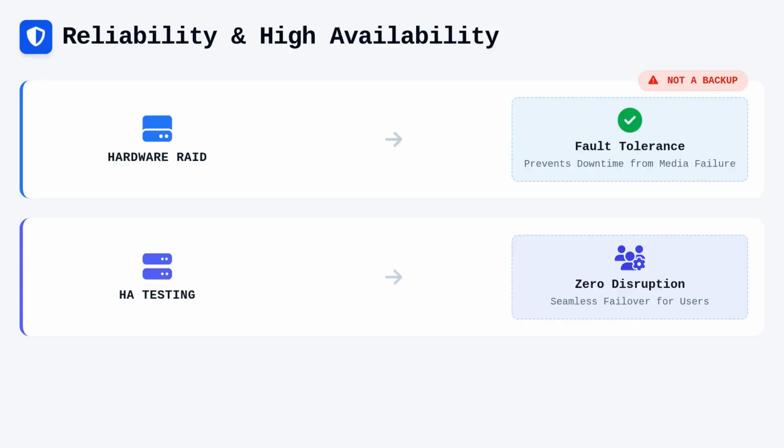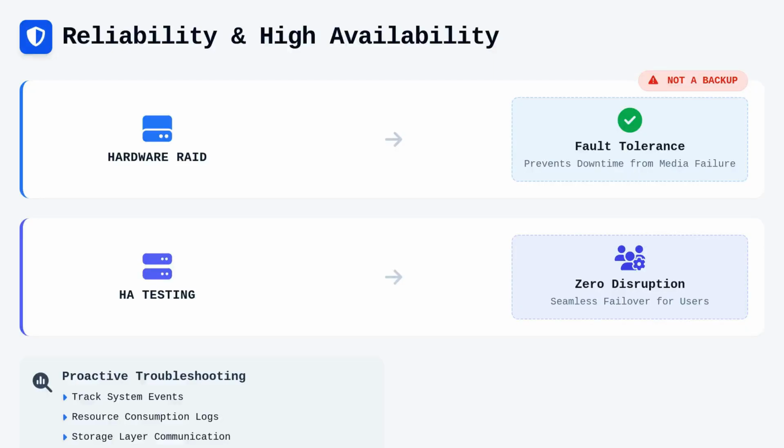When you combine this with high availability testing, you are confirming that your infrastructure can withstand a server failure without user disruption. You should regularly verify that your failover logic triggers at the right time and with the expected results. Troubleshooting these roles effectively involves tracking events, reviewing resource consumption logs, and ensuring that the server's underlying hardware is communicating correctly with the storage layer.